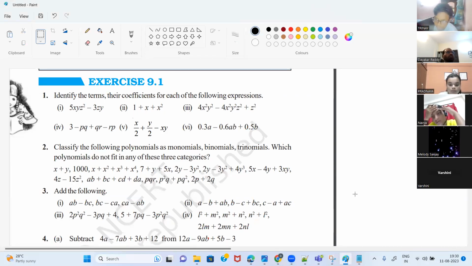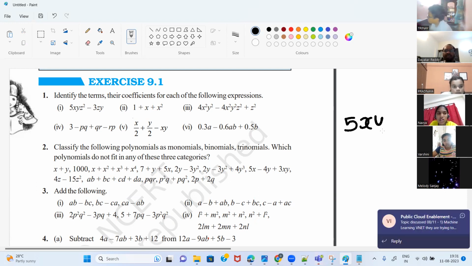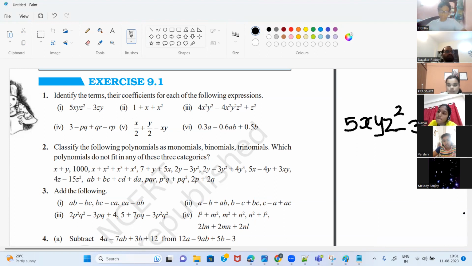Right, children. I hope everyone is able to see my screen, MS Paint. Identify the terms and their coefficients for each of the following expressions. Let's talk about the first problem: 5xyz square minus 3zy. What are the terms here?